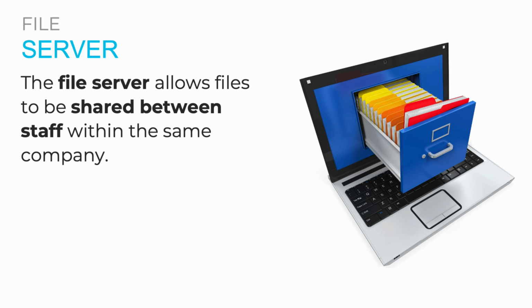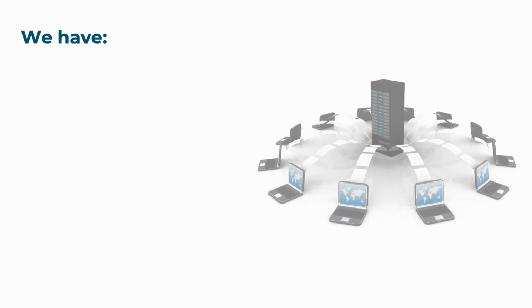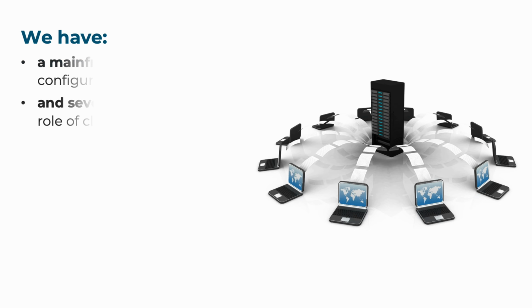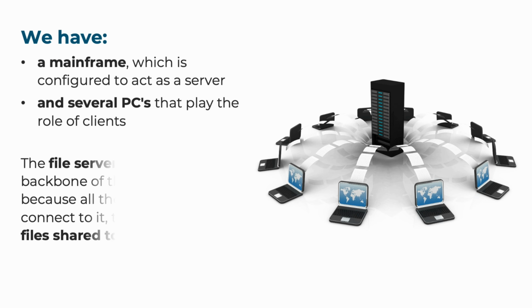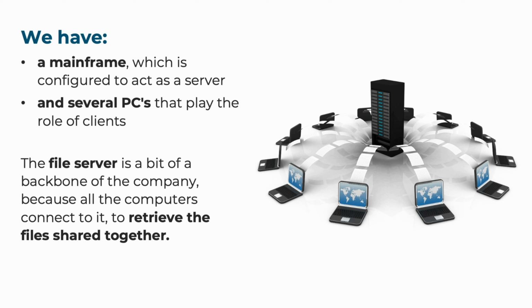The file server allows files to be shared between staff within the same company. To go more in detail into how it works, we have a mainframe, which is configured to act as a server, and several PCs that play the role of clients. The file server is a bit of a backbone of the company because all the computers connect to it to retrieve the files shared together.